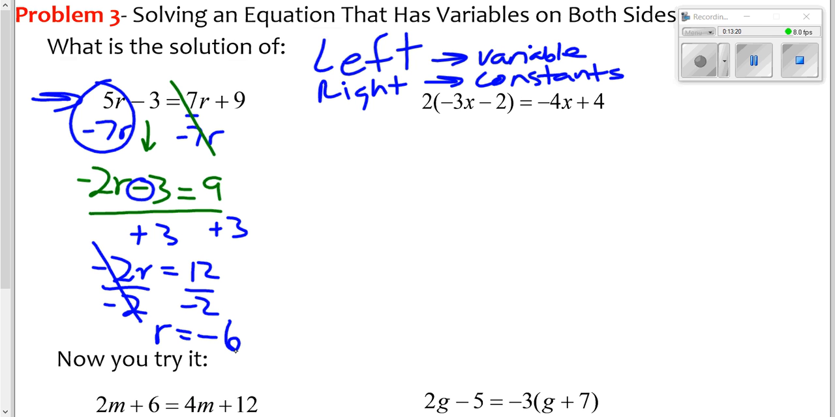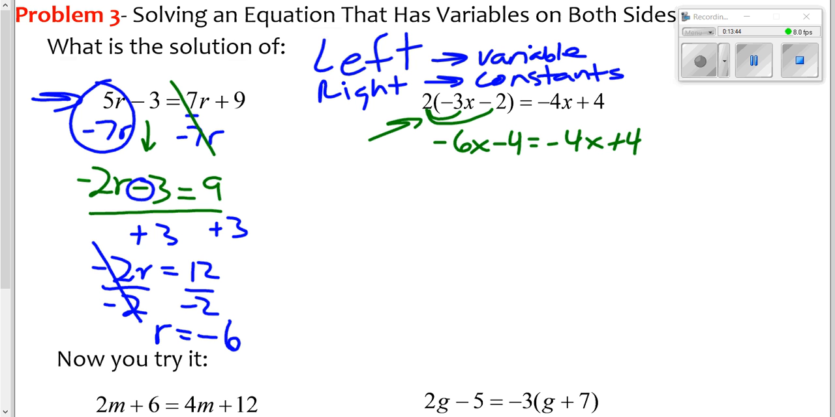All right. And this one, now I got a little bit of work on this second one up here. Whenever I see this, I got to think I got to distribute, so I'm going to go ahead and distribute. 2 times negative 3x is a negative 6x. 2 times negative 2 is a negative 4. And then over here I got negative 4x plus 4.